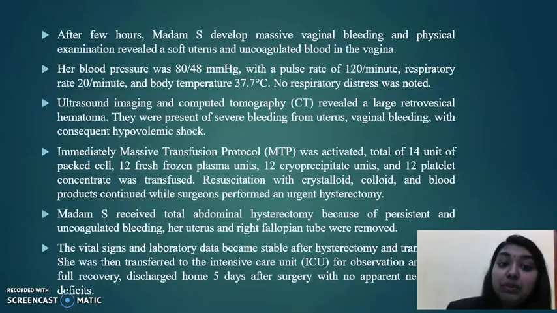Immediate ultrasound imaging and CT scan were done, and they revealed a large retroperitoneal hematoma, with severe bleeding from the uterus and vagina with consequent hypovolemic shock. Due to this, the massive transfusion protocol (MTP) was activated, and during the hysterectomy, a total of 14 units of packed cells, 12 units of FFP, 12 units of cryo, and 12 units of platelets were transfused. Madam S received a total abdominal hysterectomy because of persistent uncoagulated bleeding. Her uterus and right fallopian tube were removed. The vital signs and laboratory data became stable after hysterectomy, and she was transferred to ICU for observation and, after fully recovering, was discharged home.